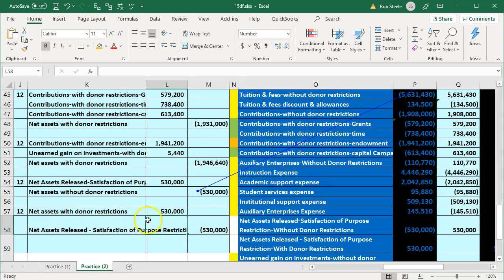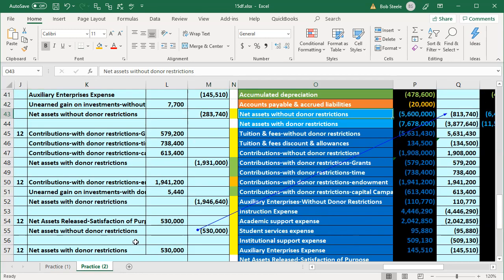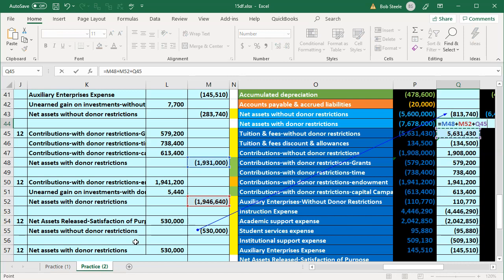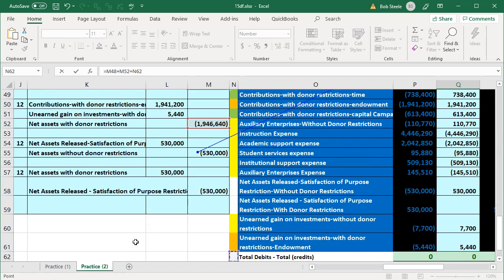Okay, let's post this out. So this is going to be the 560 net assets with restrictions. Scrolling back up, net assets with restrictions. That's in cell Q44. Something's in it. So I'm going to say F2 plus F2. Scroll back down, pick up that 530,000.